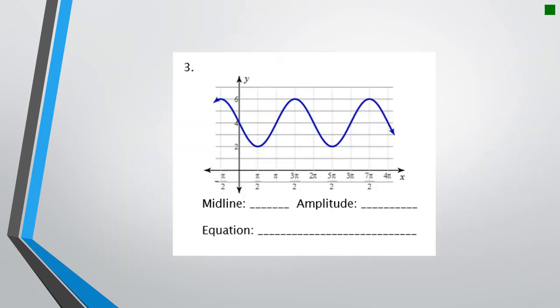All right, last example of this type. We have to find midline and amplitude. Midline, we have to use our highest and lowest y values, so that would be 6 and 2. So for midline, I would have 6 plus 2 over 2, which is 8 over 2 or 4. So remember it's y equals. So midline is y equals 4. Amplitude, I'm going to have 6 minus 2 over 2, which is 4 over 2. So the amplitude is 2.